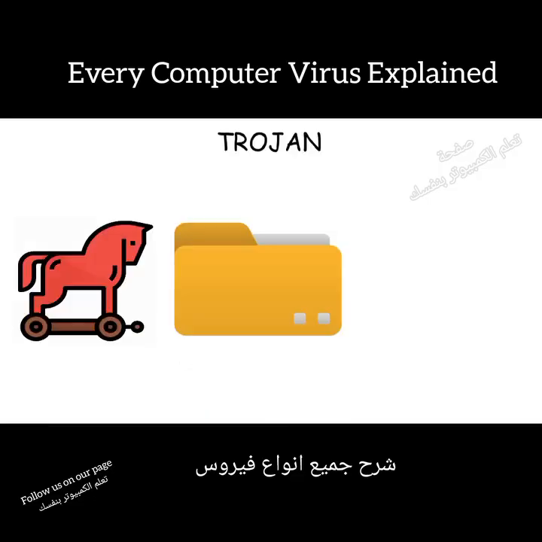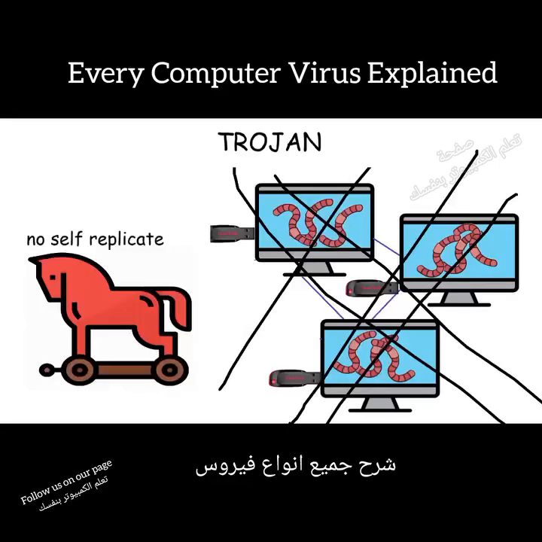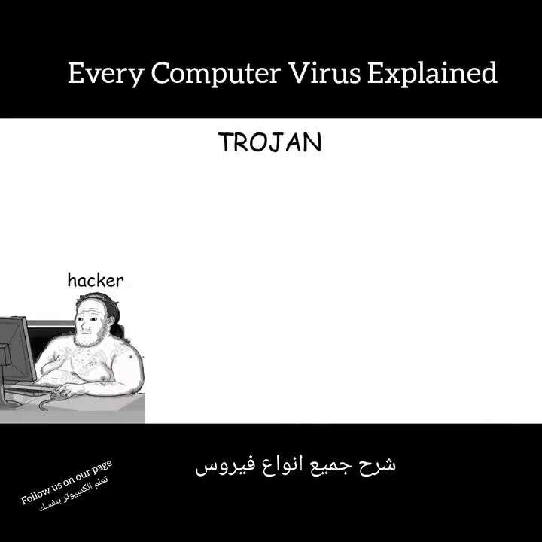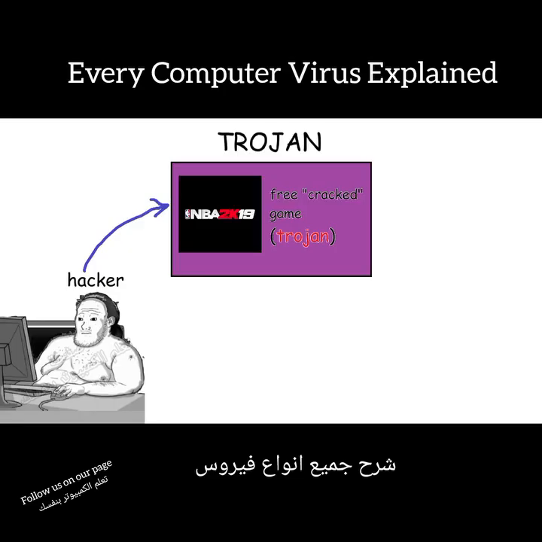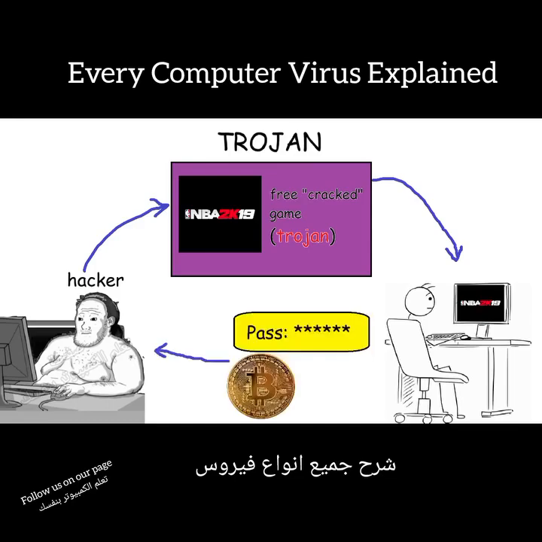Trojan. A Trojan is a type of malware that disguises itself as a legitimate file or program to trick users into downloading and installing it. Unlike worms, Trojans do not self-replicate. Instead, they rely on social engineering. A hacker may create a fake cracked version of a game and upload it to shady websites. Of course, gamers who love to avoid paying to play will download and install it, allowing the hacker to steal passwords, cryptocurrency wallets, or banking details.